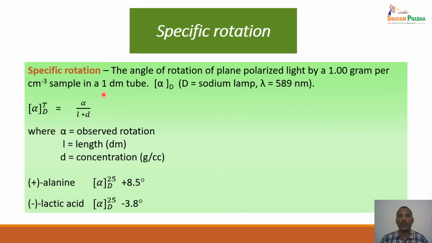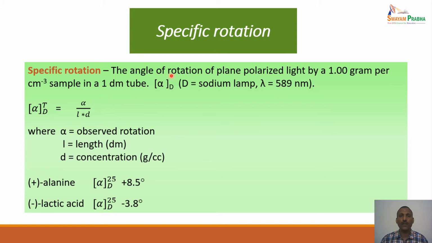So in order to have a very specific value, we use a term called specific rotation, and in this specific rotation what we generally do is measure the angle of rotation of the plane polarized light by 1 gram per ml of a sample in a 1 decimeter tube using a lambda, that is a particular wavelength. Here we say D is a sodium lamp and its lambda is equal to 589 nanometer.